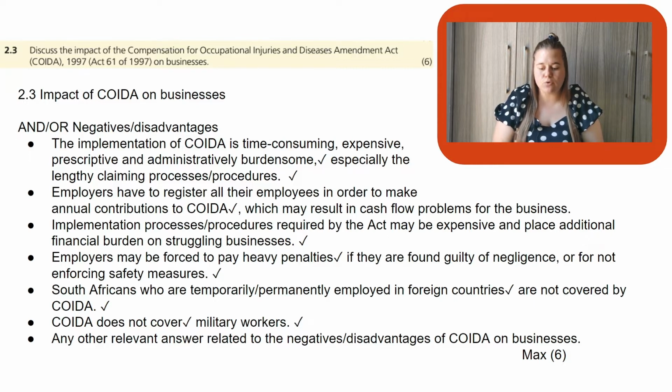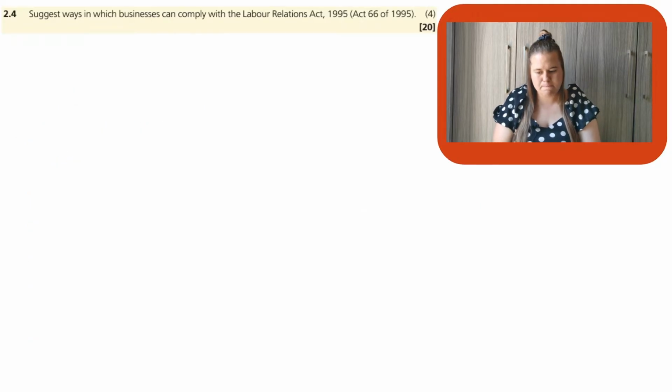Employers may be forced to pay heavy penalties if they are found guilty of negligence or for not enforcing safety measures. South Africans who are temporarily or permanently employed in foreign countries are not covered by COIDA. COIDA does not offer military workers. And then anything else that is relevant. Remember, a maximum of 6 marks.